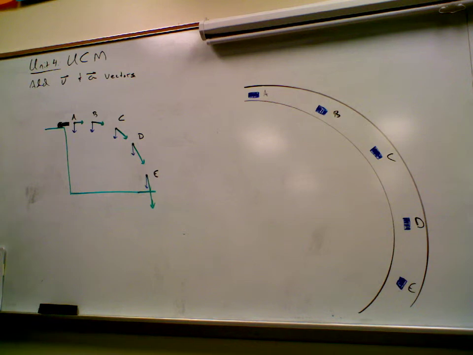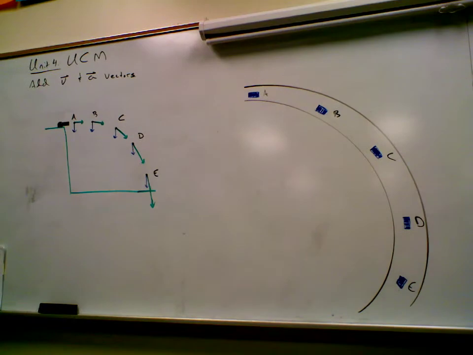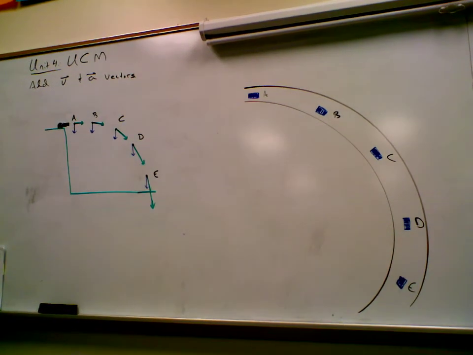All right. So the green vectors represent the velocity. The blue vectors represent the acceleration. Does that make sense?